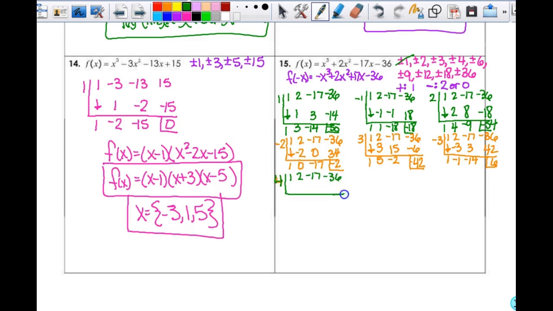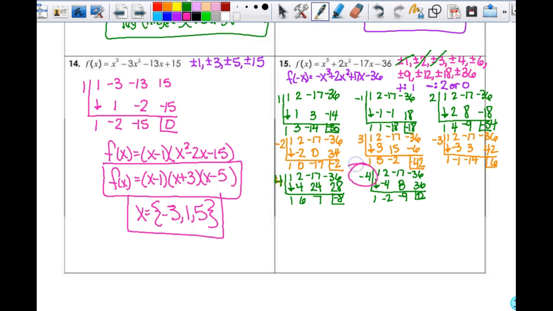Negative 36, and 1, 4, 6, 24, 7, 28, negative 8. All right, negative 4. 1, 2, negative 17, negative 36. 1, negative 4, negative 2, 8, negative 9, positive 36, 0. Oh, finally. Okay, so I knocked out my 2's and 3's. I had to go all the way to negative 4 there.